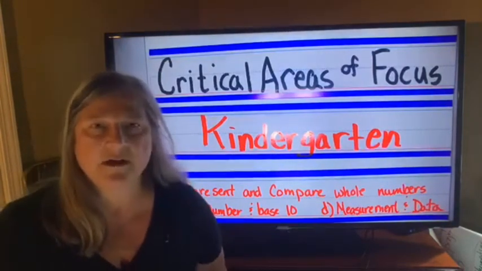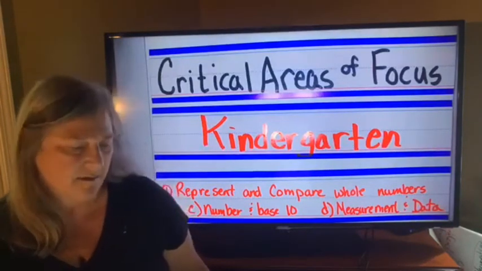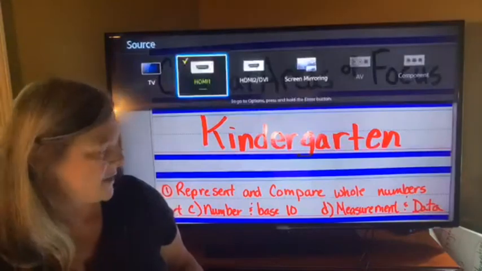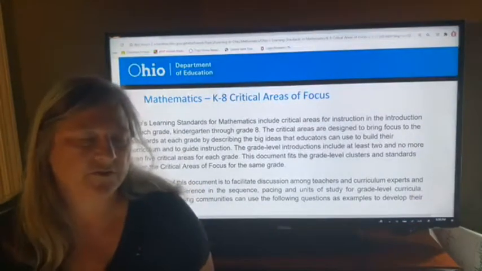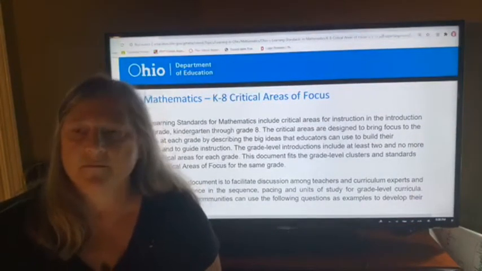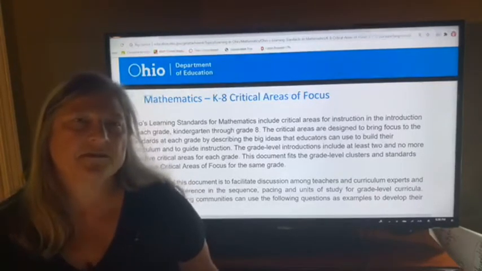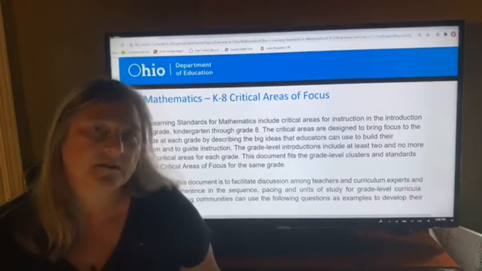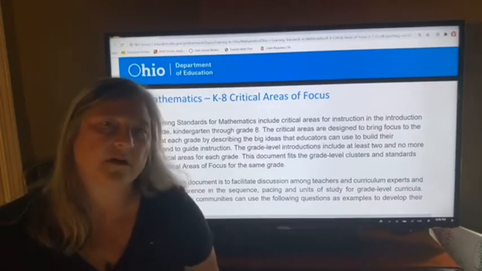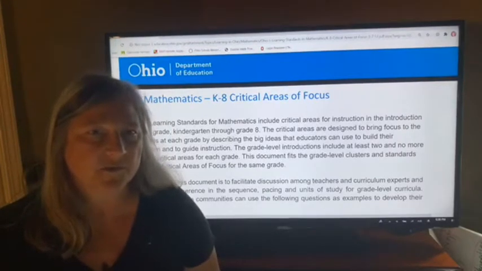It doesn't matter if you live in Ohio or don't live in Ohio, but the Ohio Department of Education has a really nice resource that points to the critical areas of focus for each grade level. Because we're talking about kindergarten right now, it means when your student or your child finishes kindergarten, these are the things that they really need to have a good foundation on, so that they can continue to be successful in mathematics.